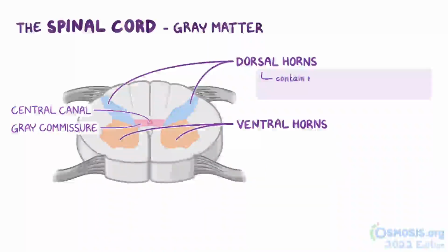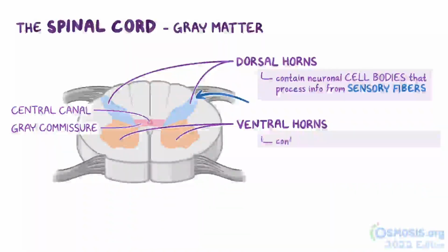Dorsal horns contain neuronal cell bodies that process information received from sensory fibers entering the spinal cord from the dorsal roots and dorsal rootlets. On the other hand, the ventral horns contain cell bodies of motor neurons, with motor fibers exiting through the ventral rootlets and ventral roots.